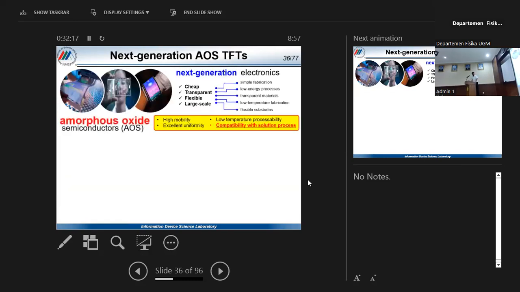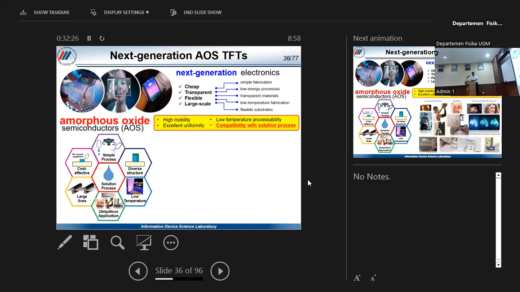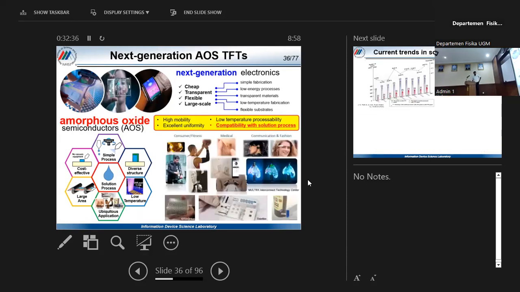So this is just what I said earlier. I think amorphous oxide semiconductors can address these requirements. And using solution process is quite good because it's simple. We can form diverse structures. It can be used at low temperature. It's cost effective, and it can be scaled to a large area. And we think it has applications in fitness, medical, communication, and fashion.